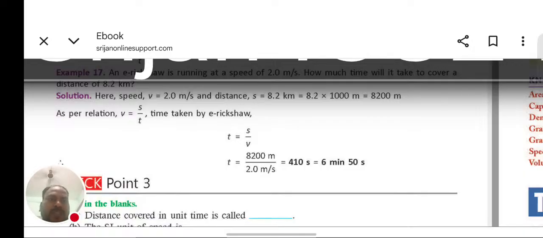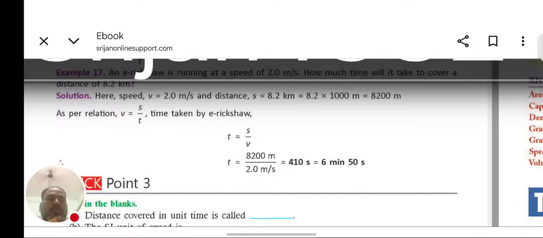8.2 kilometer. So here what we will do, we have to find the speed of e-rickshaw. Speed of e-rickshaw. Yes or not? How much time will it take to cover? Sorry, we have to find the time, not the speed. Speed is already given. We have to find the time. So V equal to S upon T. We know that formula. So finding T, you will write T equal to S upon V.